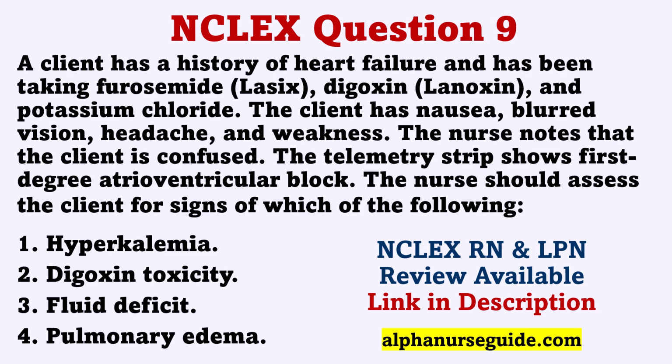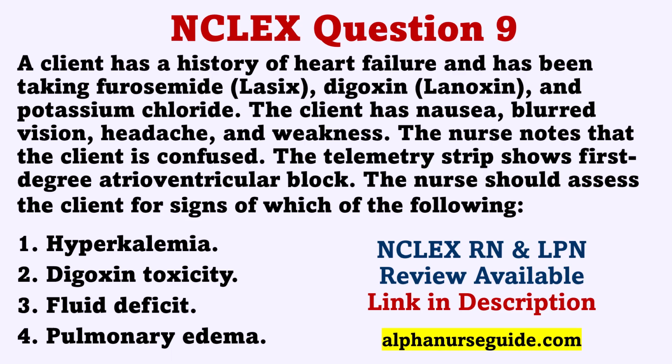A client has a history of heart failure and has been taking furosemide (Lasix), digoxin (Lanoxin), and potassium chloride. The client has nausea, blurred vision, headache, and weakness. The nurse notes that the client is confused. The telemetry strip shows first-degree atrioventricular block. The nurse should assess the client for signs of which of the following? 1. Hyperkalemia. 2. Digoxin toxicity. 3. Fluid deficit. 4. Pulmonary edema.